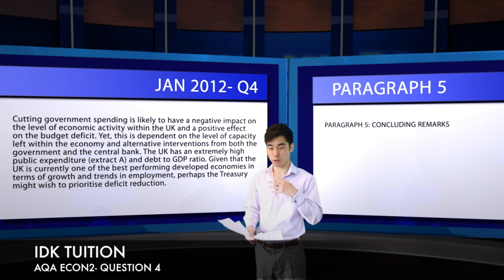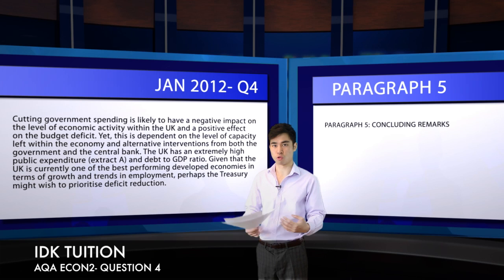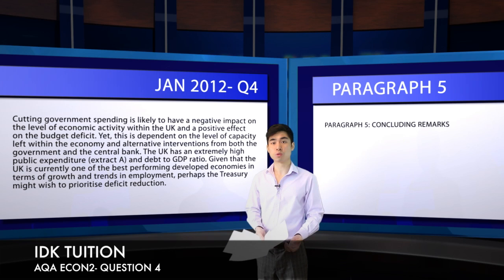But I think the first paragraph after your introduction wants to be your main argument. Then you want to talk about your counter-argument, and then you want to talk about alternative government policies. This gives you a nice way to structure your answer, making sure you're including all of those key points, which is going to get you up to your 22 to 25 mark bracket.